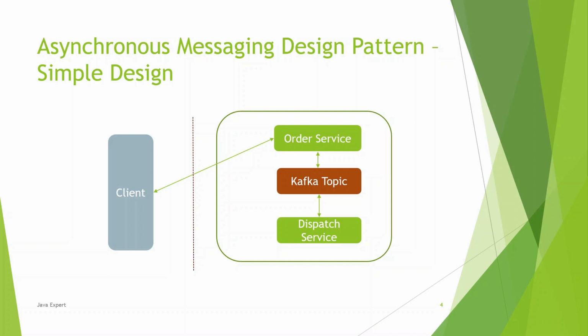So this is going to be a practical example. We are going to have a client. We will use Postman for that, and we are going to create two services. One is going to be the ordering service, and another one is going to be the dispatching service. And we are going to place Apache Kafka in between these two services, and we are going to test how this asynchronous messaging design pattern works and how Apache Kafka works.